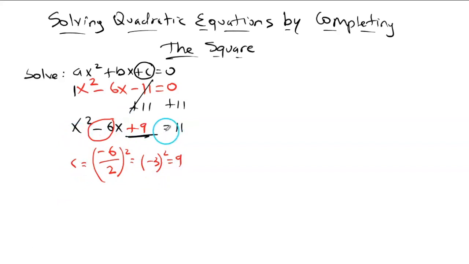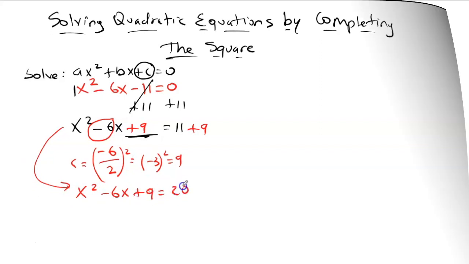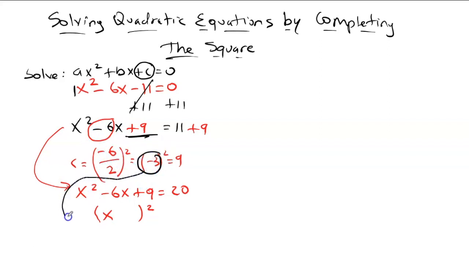Now, because I'm doing an equation, whatever I add on one side, I add on the other side. So I have x squared minus 6x plus 9 equals 20. How do we factor this trinomial? x goes here, and b divided by 2 is negative 6 divided by 2. This negative 3 will come here.